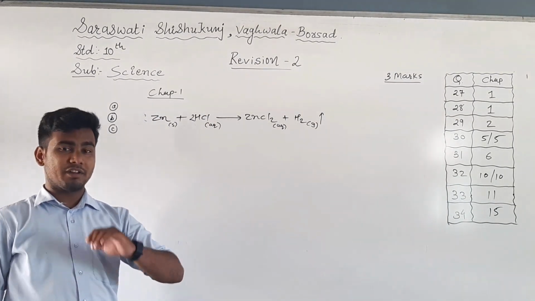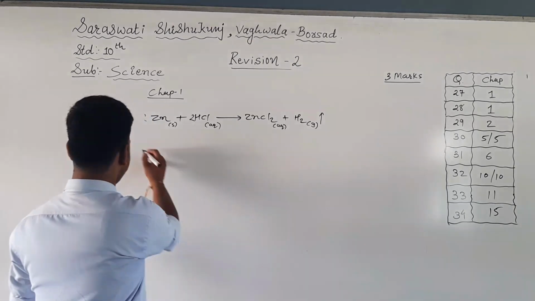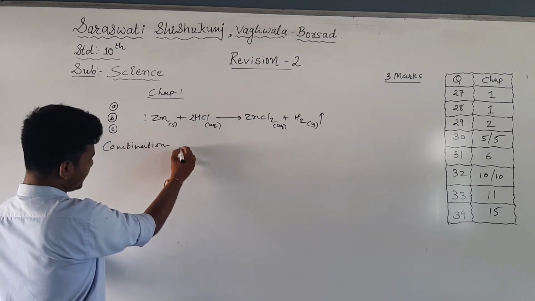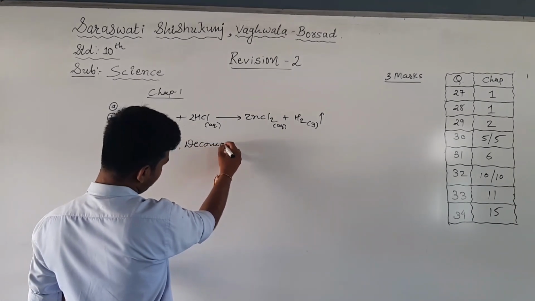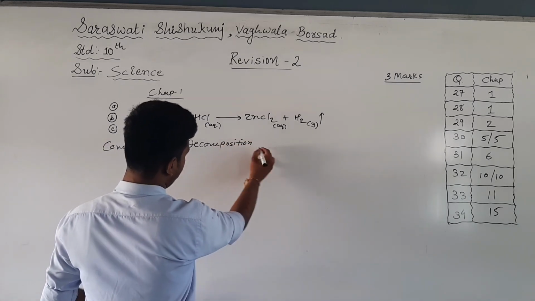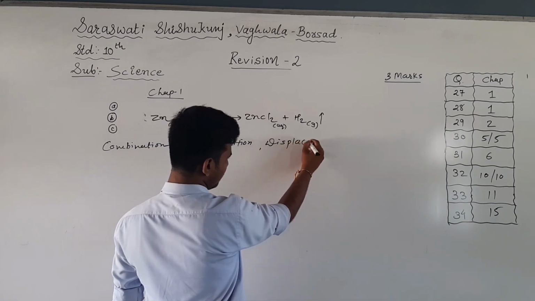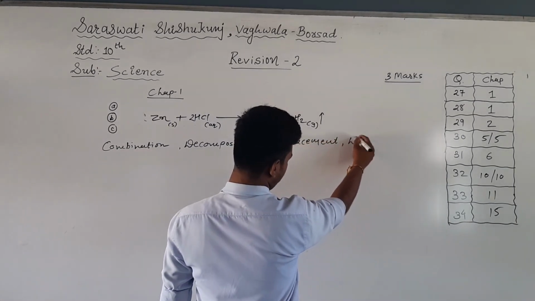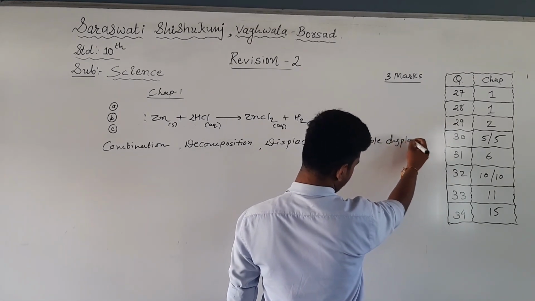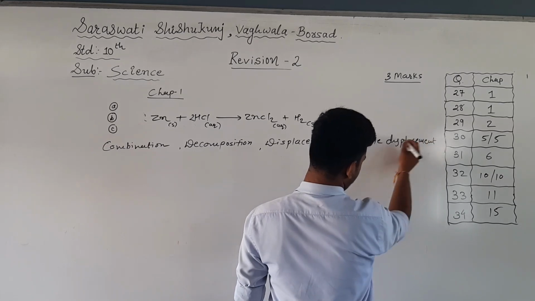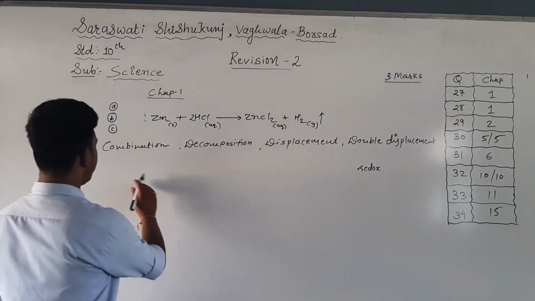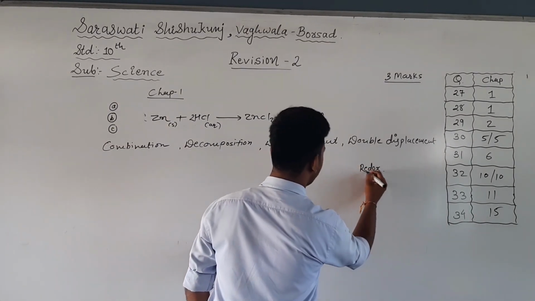Now let's think about different chemical reactions. As we have studied, there is combination reaction, decomposition reaction, displacement reaction, double displacement reaction, and the other one is redox reaction.